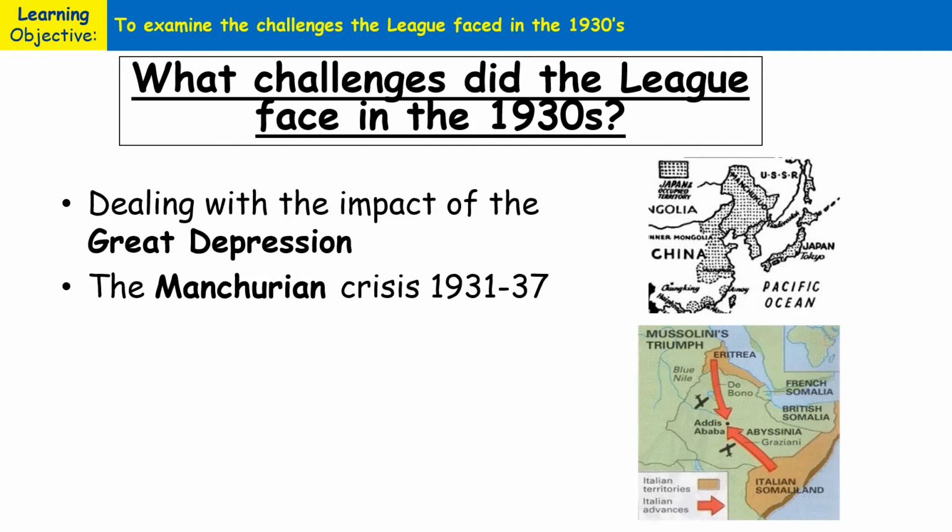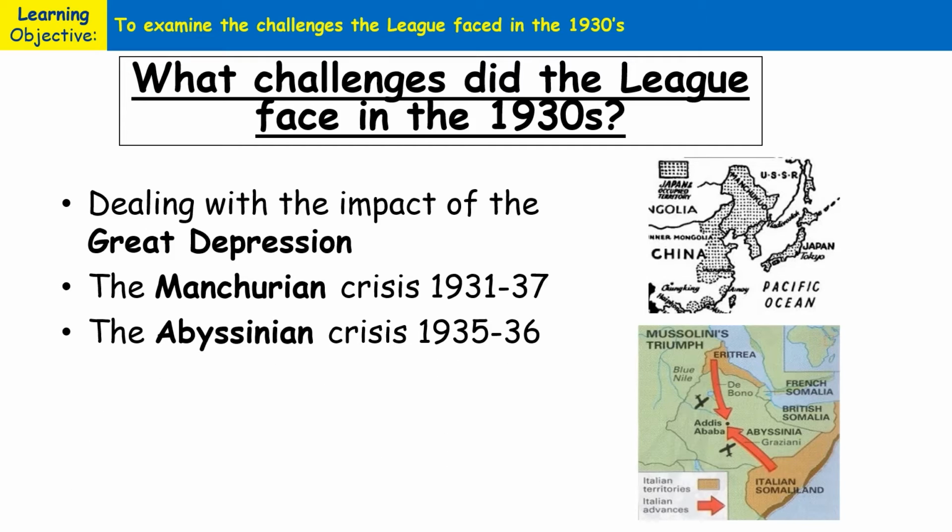A lot of these challenges really originated from the Great Depression, which started out with the Wall Street crash in America in the late 1920s and then had a knock-on effect with the Great Depression in countries all around the world. So the Manchurian Crisis, as I mentioned, started in 1931 and really carried on until 1937. The Abyssinian Crisis, involving Italy and Abyssinia, was in 1935 and 1936.